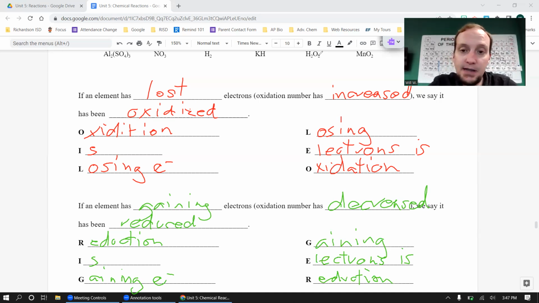Whichever works for you, again, it really makes no difference as long as you know that the oxidation number going down is a reduction, which means to gain electrons. And if your oxidation number goes up, it's called oxidation, which means you're losing electrons. That's all you need to know.